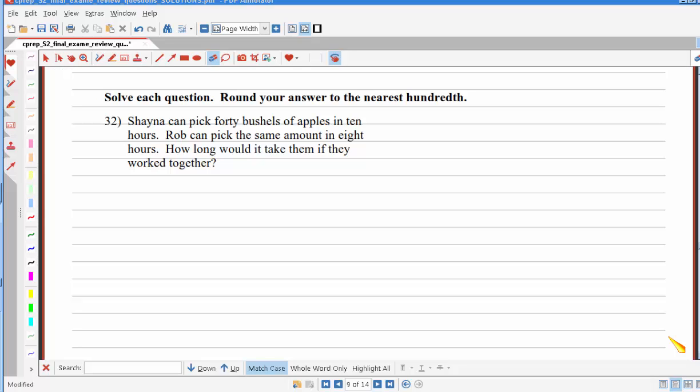Alright, I'm back starting on the word problems here with problem 32. So it's a work problem. The work problem, you're always going to have two people and you're always going to write an equation for each of them. So it's rate times time equals work done is your equation.